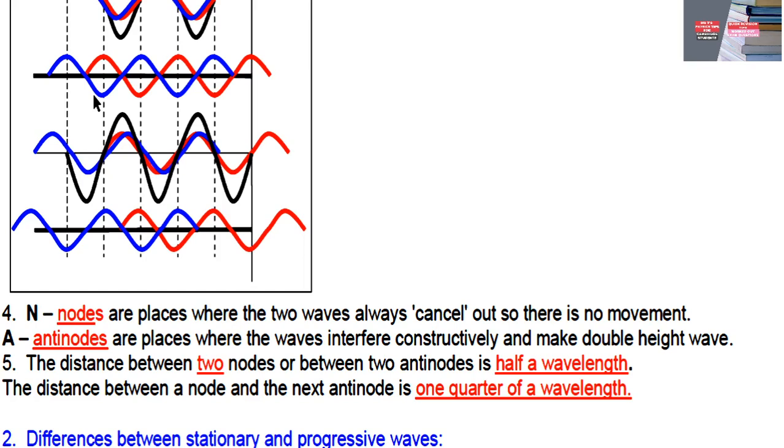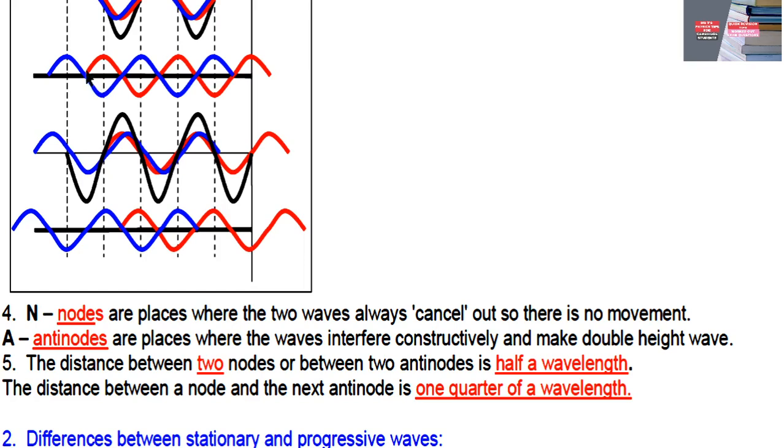So in constructive interference, crest meets crest. Destructive interference, crest meets trough. Okay, the distance between two nodes or between two antinodes is half a wavelength. So the distance between this node and that node, that's lambda over 2, half a wavelength. Then another lambda over 2, which means that the distance between here and there will be a full wavelength.